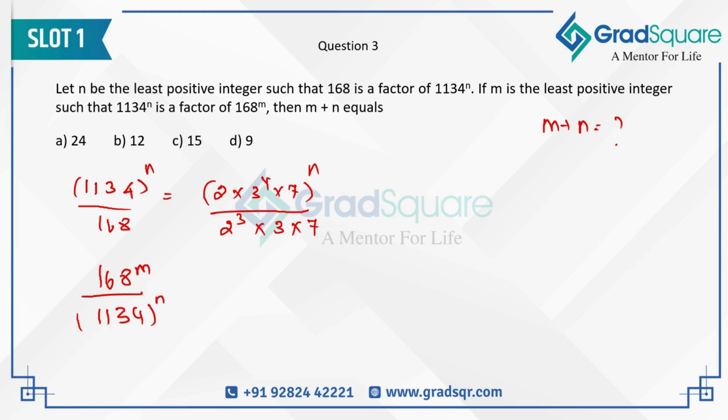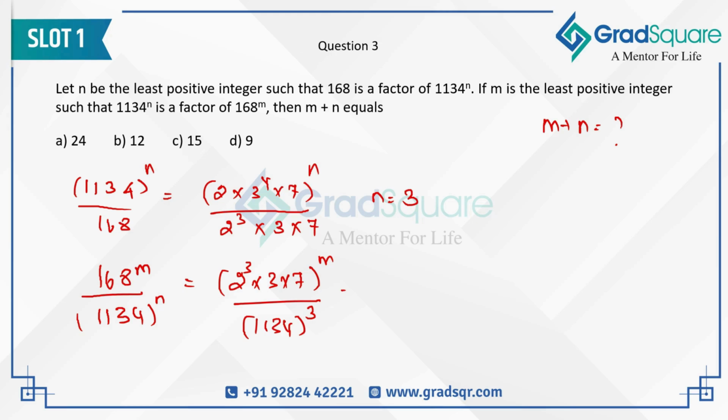But for 2, the minimum power of 2 should be 3 for 168 to divide 1134 to the power n. So the least power n should be 3 here. Similarly, this can be written as (2^3 into 3 into 7) the whole power m, divided by 1134 the whole power 3, because we have found out that the least value of n is 3.